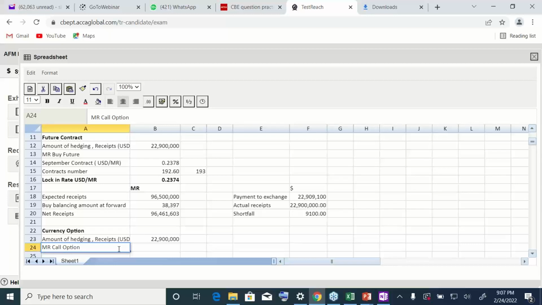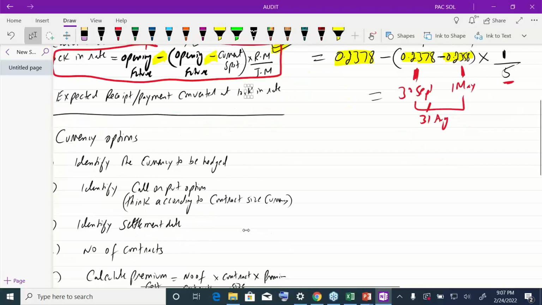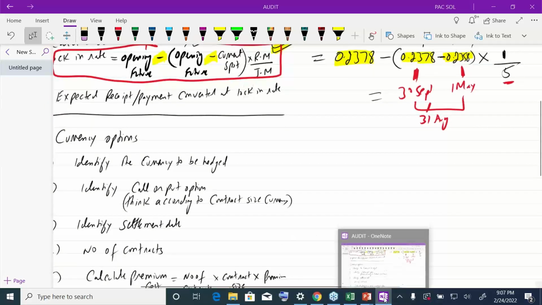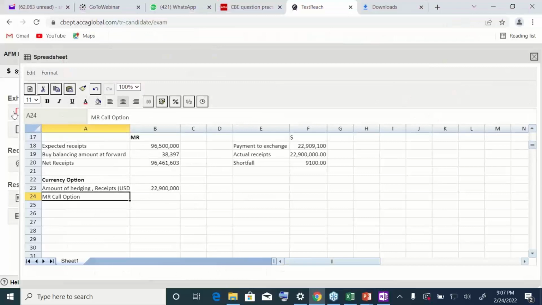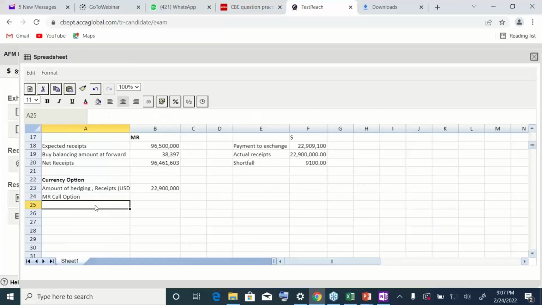Call option means right to buy. So second step is buy option. Okay. What is the third step? Identify settlement date and number of contracts. So settlement date is call option and September contract. September contract size is MR. September contract, 0.2368.